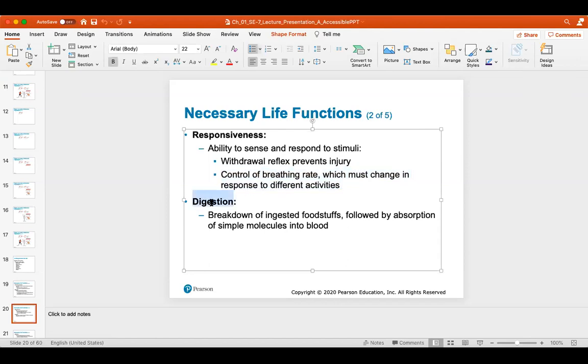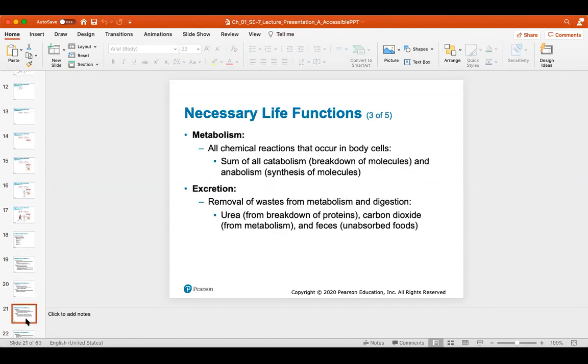Digestion is the breakdown of anything ingested, followed by absorption of simple molecules into the bloodstream from your digestive tract. Metabolism is all the chemical reactions that occur in the body cells. It's the sum of all catabolism, which is the breakdown of molecules. So catabolism is breaking things down, and anabolism is synthesizing new molecules, so building things up. So metabolism is both of those combined, either breaking down molecules or synthesizing new ones.